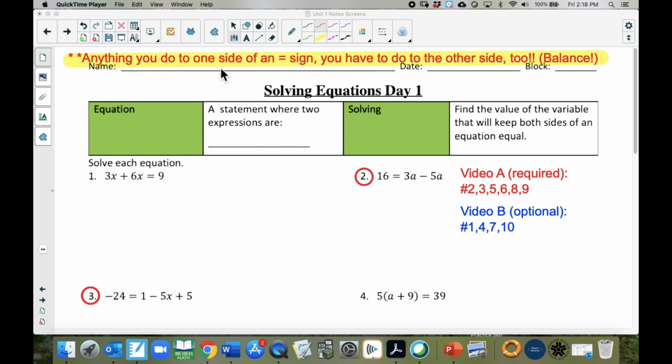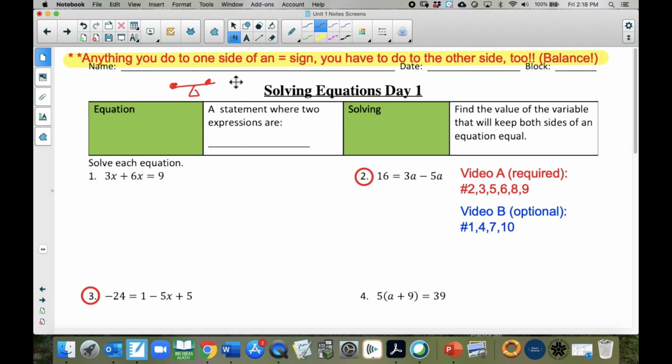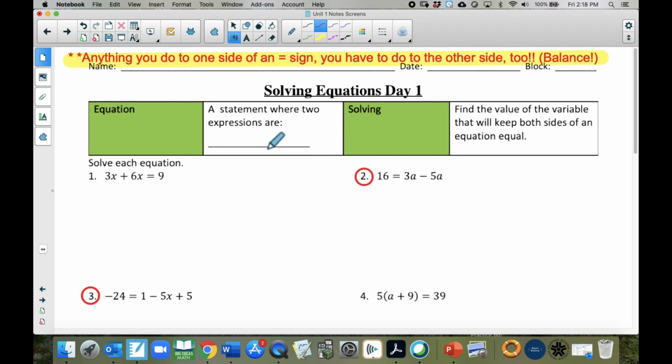The first thing I want you to write down is what I have highlighted up here, that anything you do to one side of an equal sign, you have to do to the other side too. That is, you have to have balance. A lot of times we talk about equations in the concept of do they have balance? It's like if you had this little balance, and if you added something over here, it's going to get out of balance, and so you have to add it over here also. Or if you take this one away, then you have to take this one away also. So that's what we're going to be talking about, equations, how to solve them, and keeping them balanced.